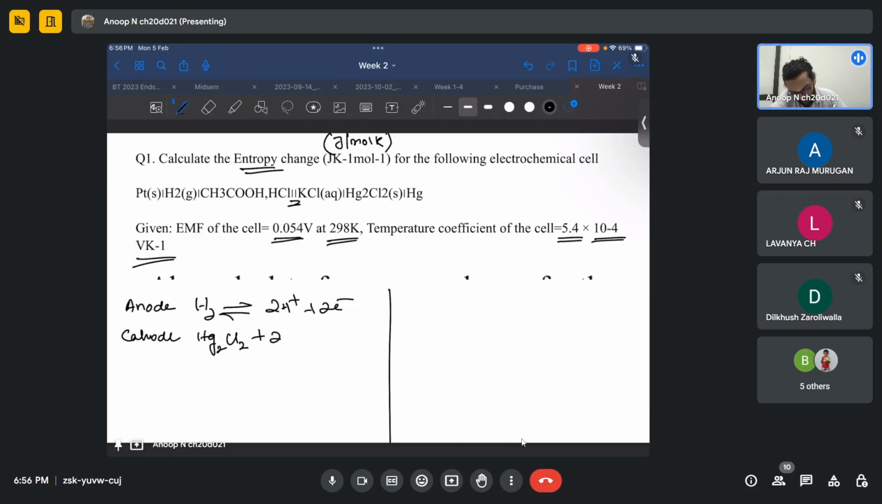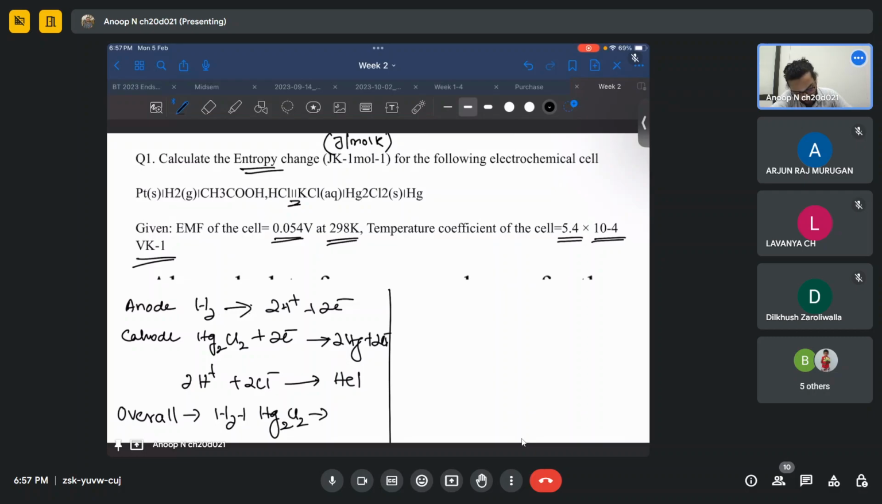So at cathode, we have Hg2Cl2 plus 2 electron gives, so now we need to put this reversible sign, 2Hg plus 2Cl minus. So then we have 2H plus 2Cl minus gives HCl. So what will be the overall reaction? Overall, it will be H2 plus Hg2Cl2 gives 2Hg plus 2HCl.